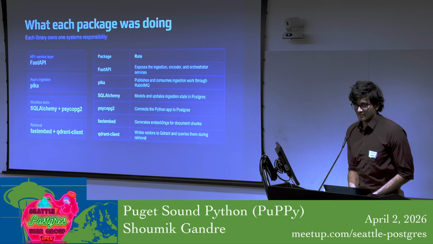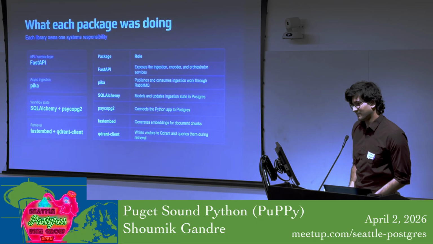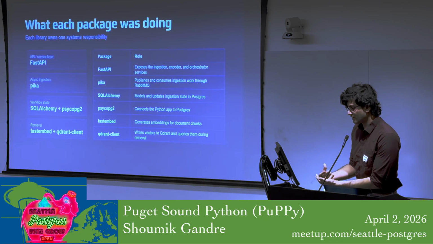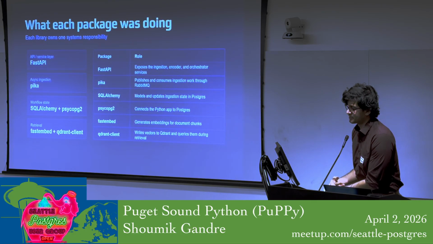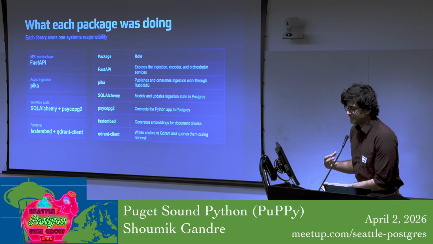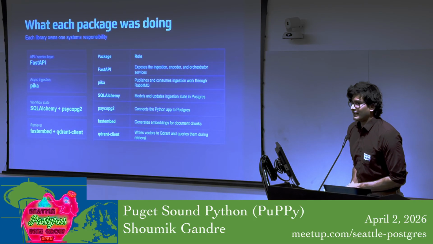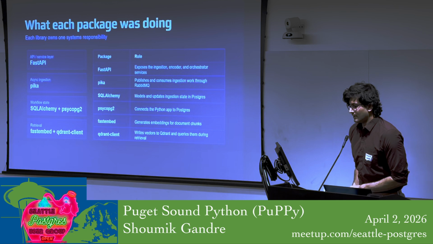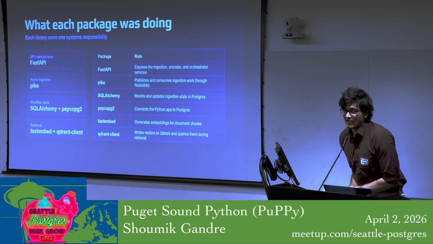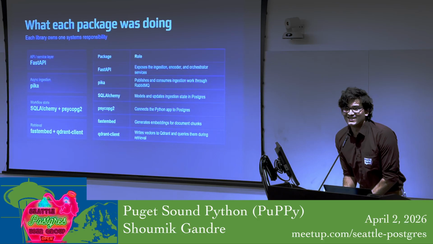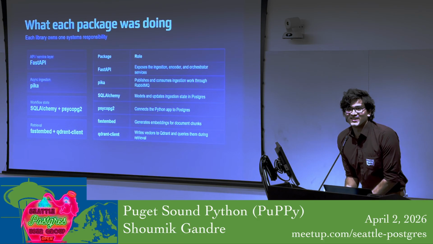What does each package in Python do? Most of this service, like the ingestion API, the orchestration API, and the things that let you interact with the service, is written in FastAPI. For async ingestion, that is putting things in the queue and taking things out of the queue, we use something like PuPPy. I picked it because it has a cool name.